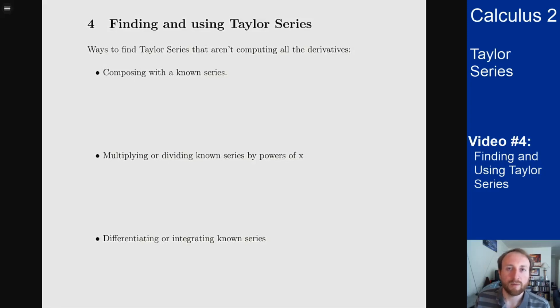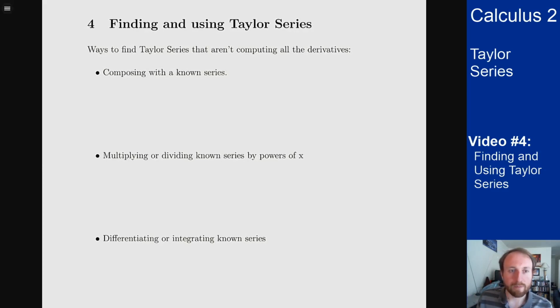In this video, we'll talk about other ways to find Taylor series that don't involve writing out all the derivatives of this function. Like we saw before, we found the series for sine of x by taking derivatives, seeing what the pattern was, and using that to write out the series. That worked for that function, but it was pretty long and tedious. There are a lot of other ways you can get to Taylor series without using that fact, and that's what we're going to talk about here.